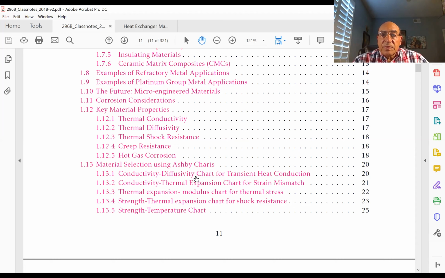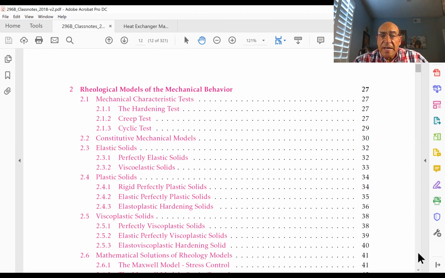So there are many different properties that we will do that for: diffusivity, conductivity, diffusivity chart, conductivity thermal expansion chart for strain mismatch, and so on. So that's the first chapter.